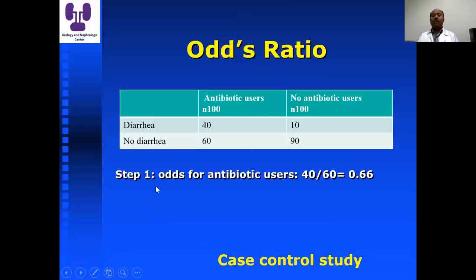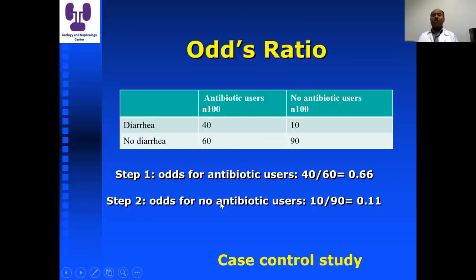So the first step, odds for antibiotic users, 40 divided by 60 equals 0.66. Patients who have diarrhea and patients who have no diarrhea. If I'm thinking of relative risk, I say 40%. Here, there is no percent. 40 divided by 60, diarrhea, no diarrhea. Second step, for no antibiotic users, it is 10 divided by 90, 0.11. Then the odds ratio is the odds of this group divided by this group. At the end, it is 6. This means that the use of antibiotics is associated with 6 folds increased diarrhea.